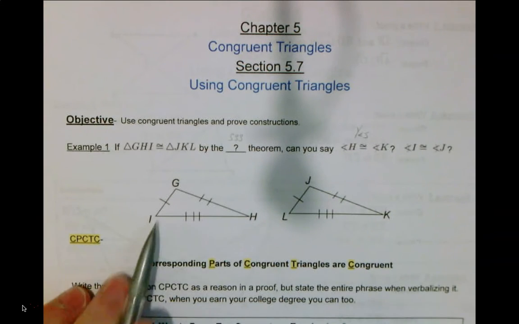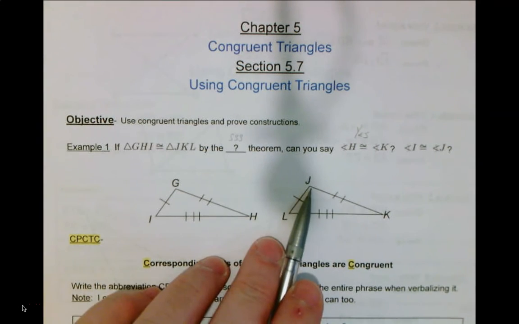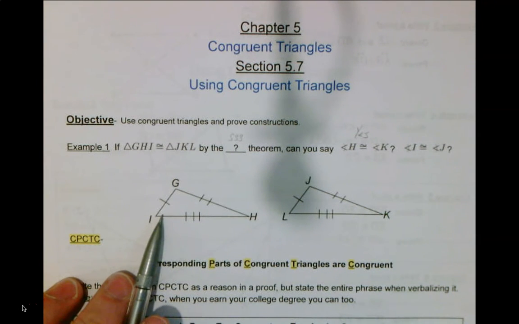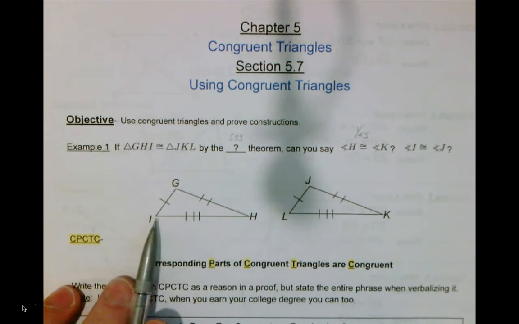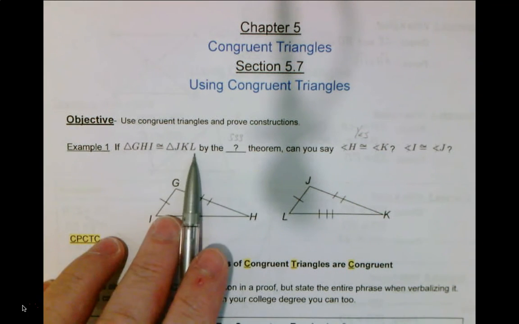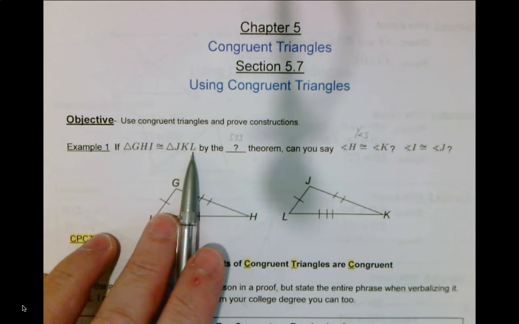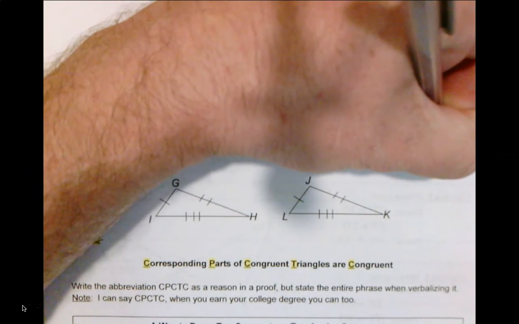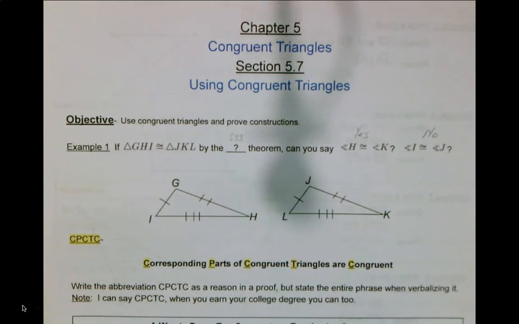Is angle I congruent to angle J? Maybe, but we cannot say yes. We have to say no, because we don't know if angle I is congruent to angle J. We know that angle I is going to be congruent to angle L. Angle I and angle L match up, but angle I and angle J do not correspond to each other. We don't know if they are congruent. No. So what are we talking about here?